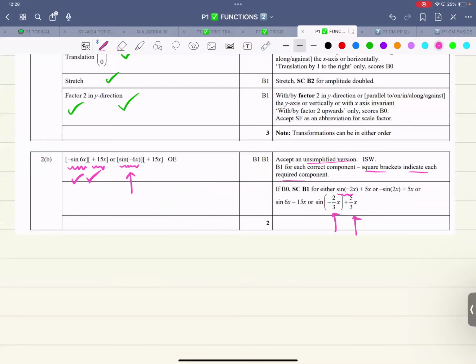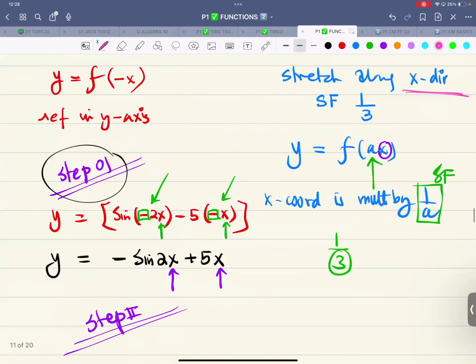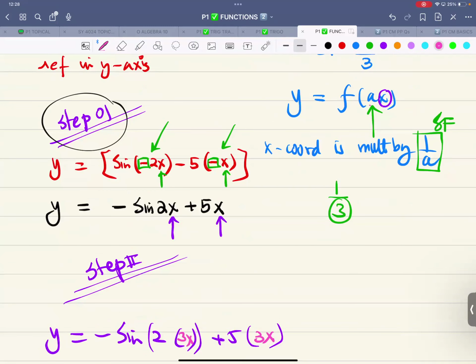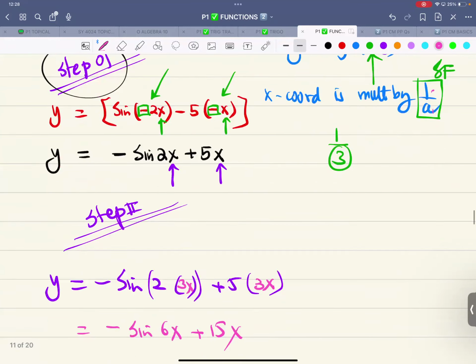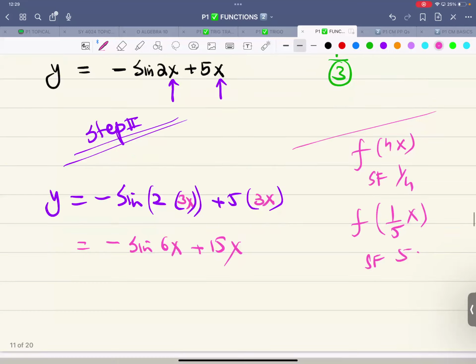If it is the x axis, then it is a stretch parallel to the x axis, in the x direction. The rule is f of ax, which means the stretch factor is 1 over a. If it was f of 4x written like this, then the scale factor is 1 over 4. If it is f of 1 plus x, then the scale factor is?